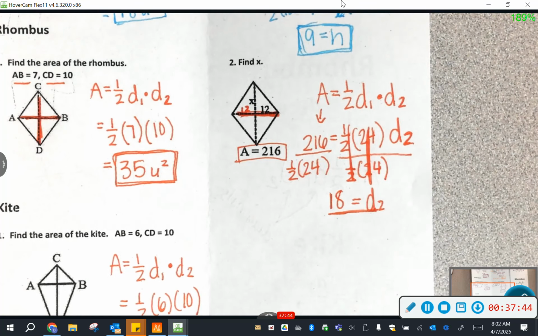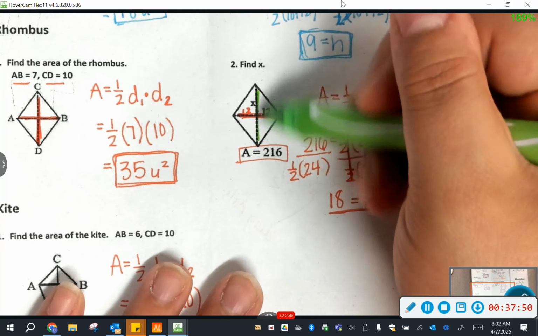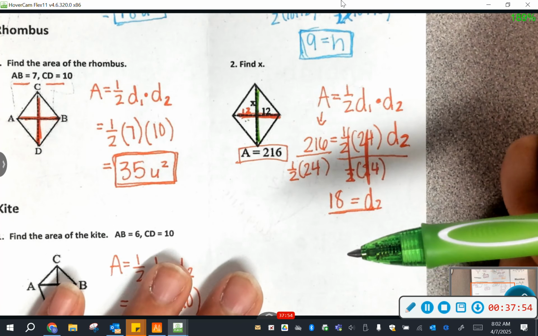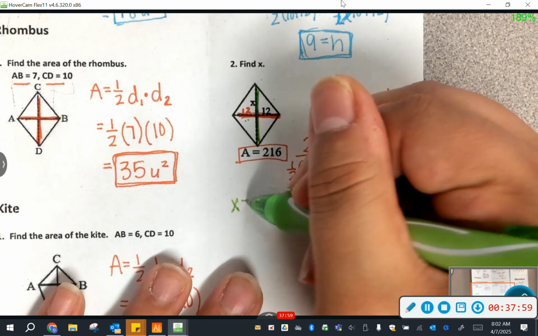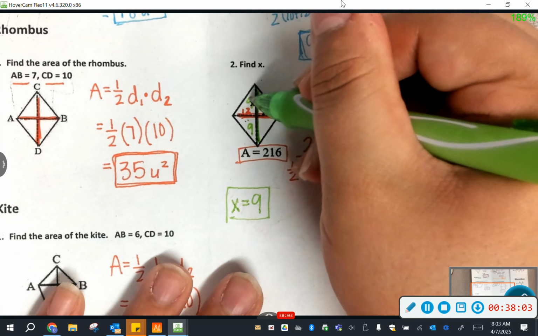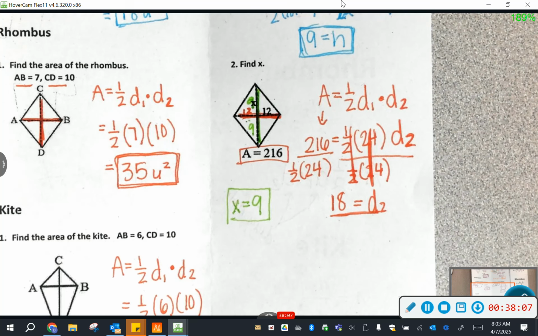Does that answer this question, though? This question just wants to know what x is. If the whole thing is 18, what's the top going to be? 9. Why 9? Because it's just half of it. Do y'all agree 9 and 9 would give me 18? Yeah, that one's complicated. I don't know if you'll have anything that complex. Please write that down.